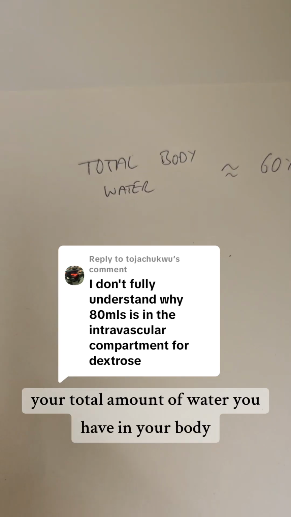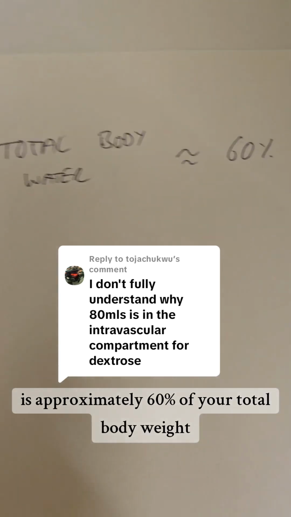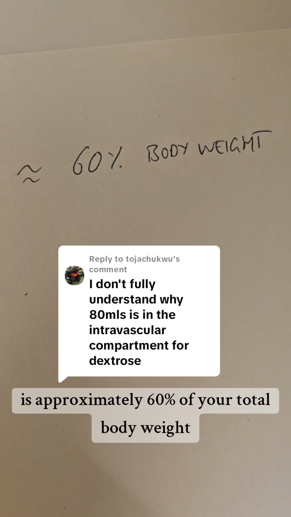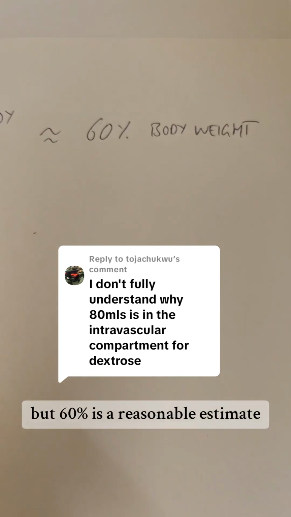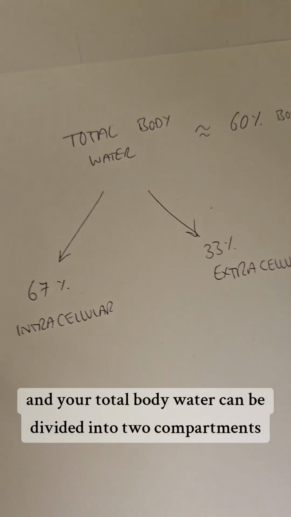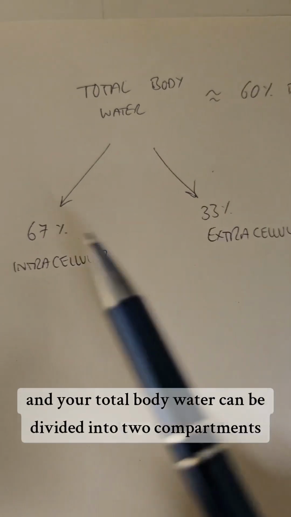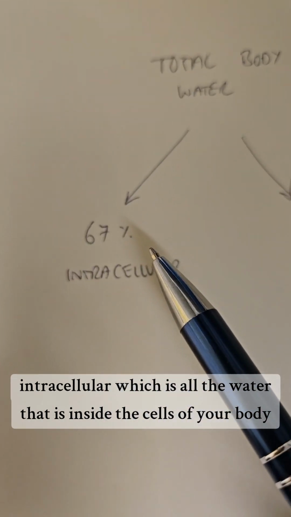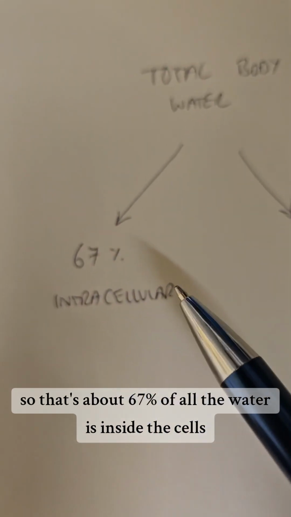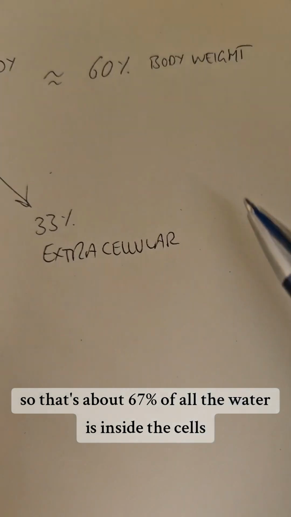Yeah, so your total amount of water you have in your body is approximately 60% of your total body weight. It's slightly higher in men than it is in women, but 60% is a reasonable estimate. And your total body water can be divided into two compartments: intracellular, which is all the water that is inside the cells of your body, so that's about 67% of all the water is inside the cells, and extracellular.